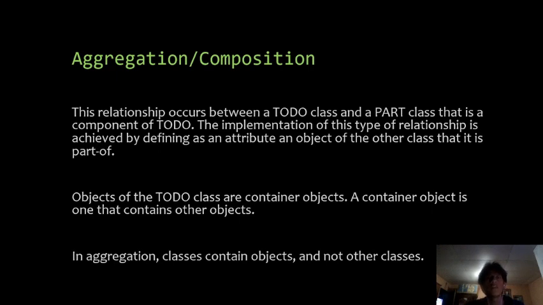Aggregation, composition. These relationships occur between a total class and a part class that is a component of the total. The implementation of this type of relationship is achieved by defining as an attribute an object of the other class that is part of it. Objects of the total class are container objects. A container object is one that contains other objects. In aggregation, classes contain objects and not other classes.